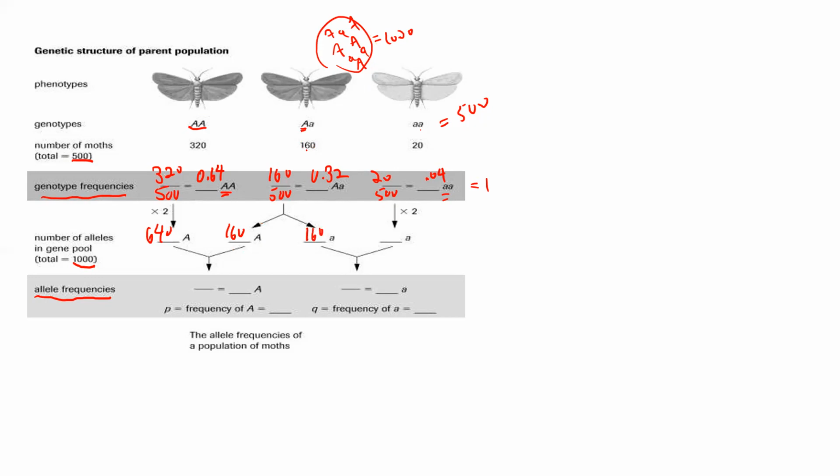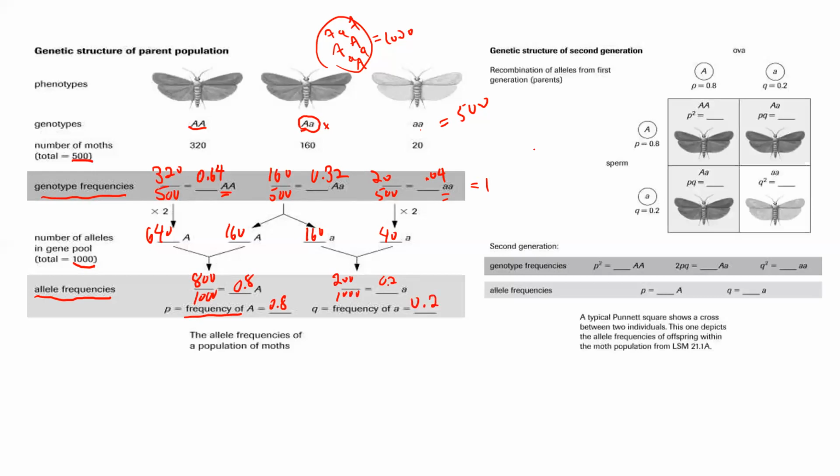No, we don't divide that by 2. Remember, there's 500 moths, right? 160 of them are going to be heterozygotes. So 160 big A alleles, 160 little a. And here we multiply this by 2 and we get 40. We'll add these together, we get 800 out of 1,000, gives me 0.8 as my frequency of big A. And we get 200 out of 1,000, 0.2.